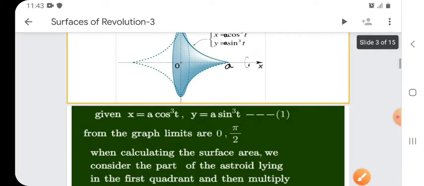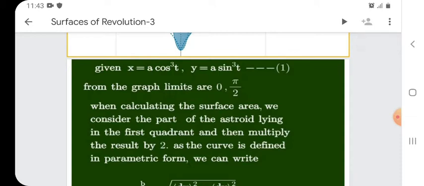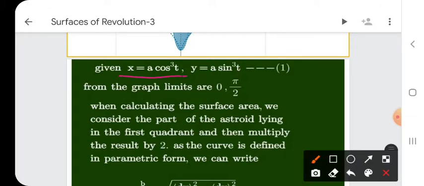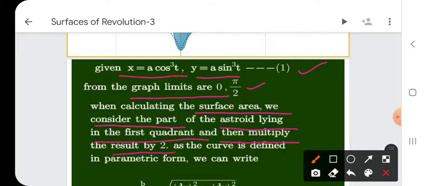See here, given x equals a cos cube t, y equals a sin cube t, let this be equation number 1. From the graph, the limits are 0 to pi by 2. When calculating the surface area, we consider the part of the asteroid lying in the first quadrant and then multiply the result by 2.